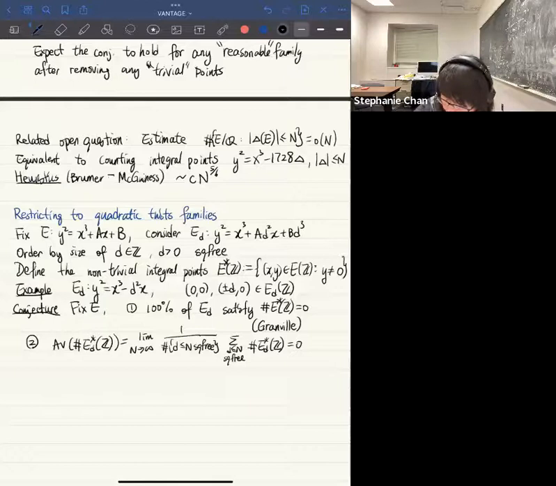Okay, so we have the corresponding conjecture for the quadratic twist family. And again, the second statement here implies the first statement. So the second statement is actually a stronger statement.